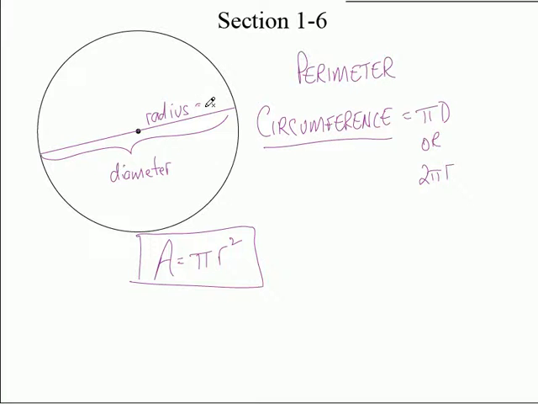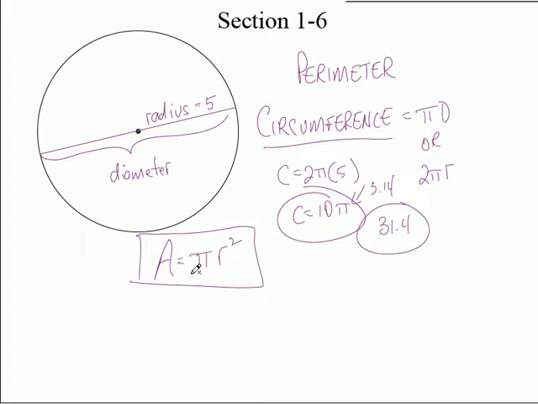All right. So the radius, let's pretend it's 5, okay? And I wanted to find the circumference. It's 2 pi r, or 5. So 2 times 5 is 10. So it's just 10 pi. If you want to write 10 pi, I'm fine with that. If you want to throw it into a calculator, that's fine too. What's pi? It's 3.14. Times 10 would be 31.4, wouldn't it?